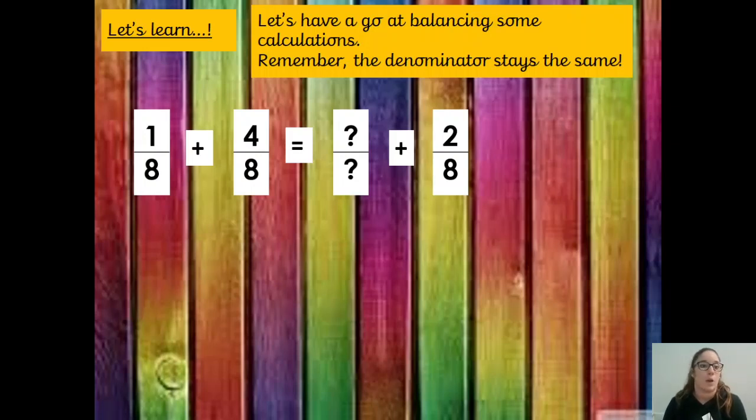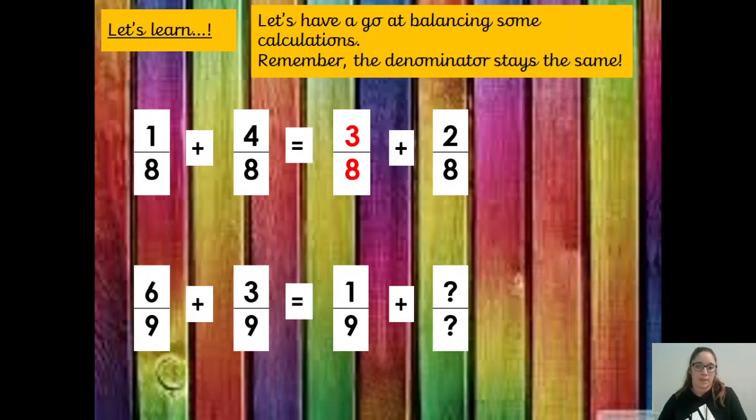Now, we know that 1/8 add 4/8 equals 5/8. Okay? But on the other side here, we've already got 2/8. So 5/8 on one side is the same as something add 2/8. Okay? So we know that 2/8 add 3/8 is 5/8. So it's the same. So this side here is 5/8 equals 5/8 on this side too. So you're balancing, you're weighing them up, you're making sure they're the same. Have a go at this one.